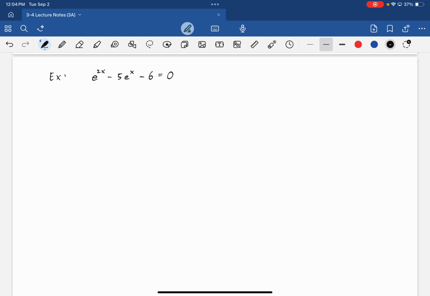Okay, and why is that? That's because e to the 2x is just e to the x squared, right? Yes, agree? Guys, this is useful, so please pay attention.